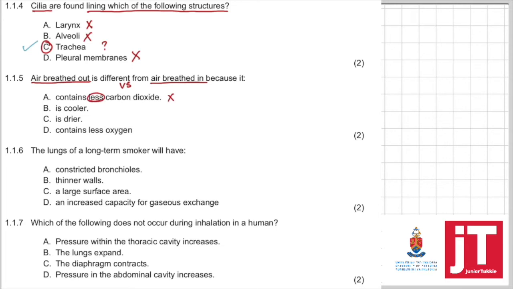Of all of these options, I would definitely say that the most correct here is option D, because we know that when we breathe in, oxygen diffuses into the blood, so the air breathed out will definitely have a lower concentration or have less oxygen in it.